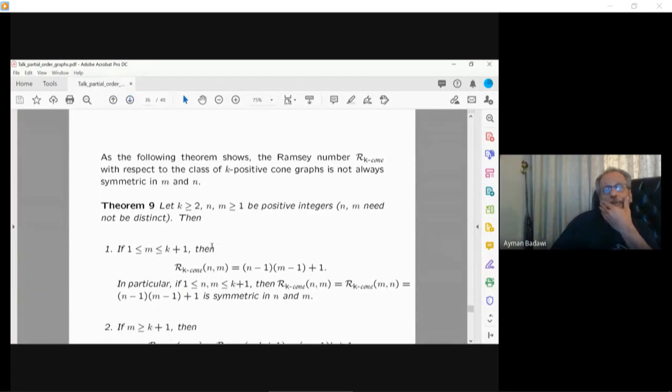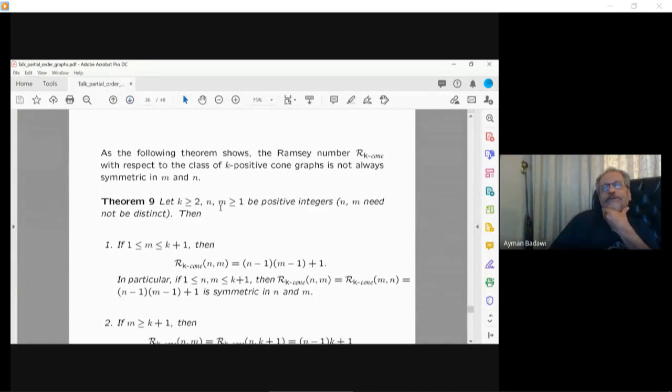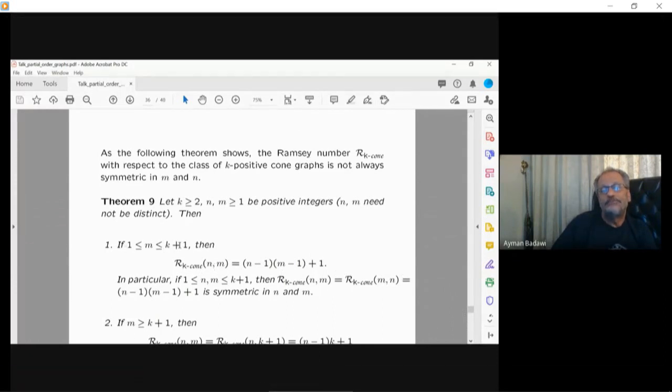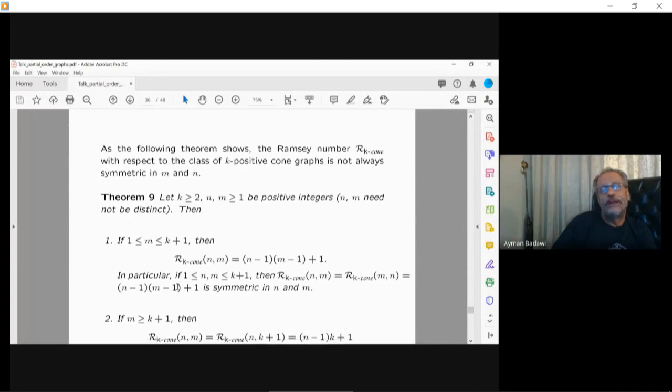And here is the result. Let n and m be between 1 and k plus 1. Then the Ramsey number will be the same formula. If n and m are between 1 and k plus 1, then we have the symmetry and we have the same formula.